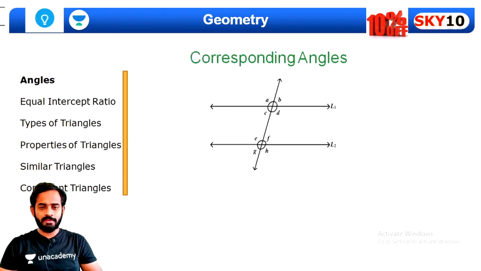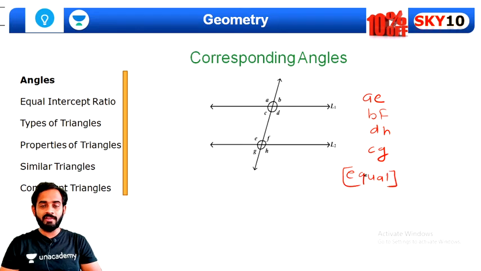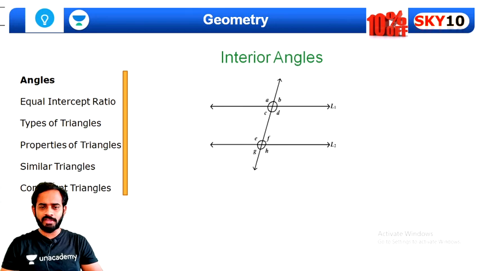Okay, now corresponding angles, the angles which are similar on line 1 and line 2. So for example, A and E, the angles present on line 1 and line 2, which are similar. A and E are similar. Similarly, B and F, D and H, and C and G. Their value is also always equal. So corresponding angles, their value is always equal. Remember this part, guys. I'll quickly explain everything.